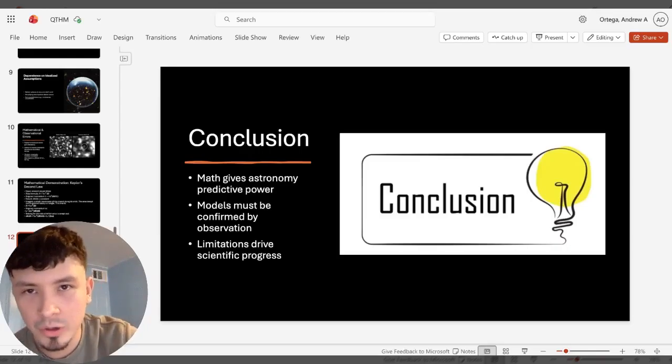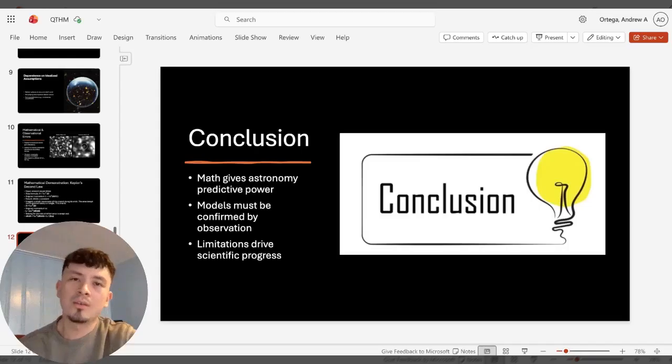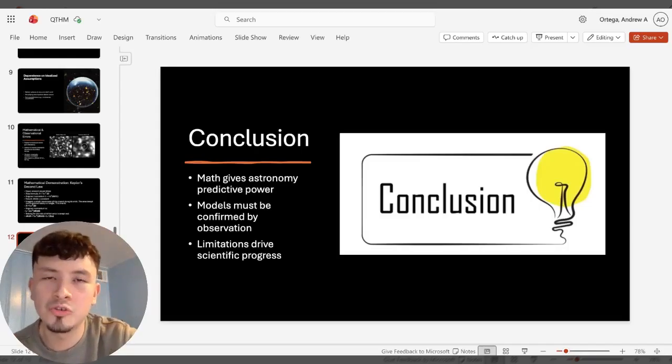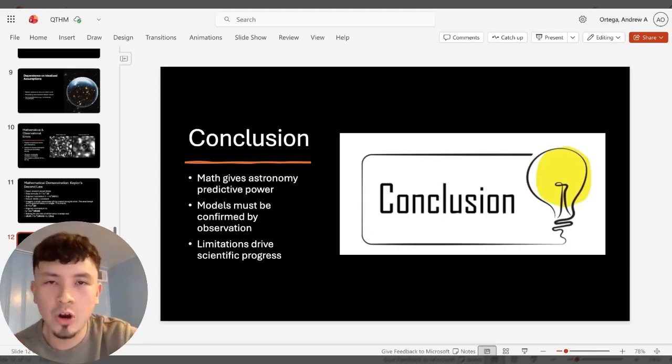But math plays an important part in astronomy because math is the open door for humans to be able to learn about astronomy and to predict the way things are outside in the universe in human terms.